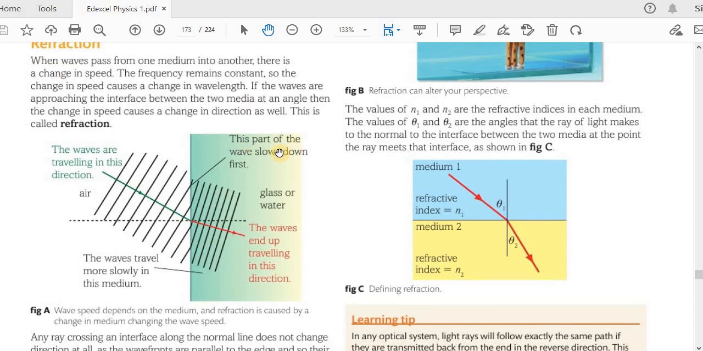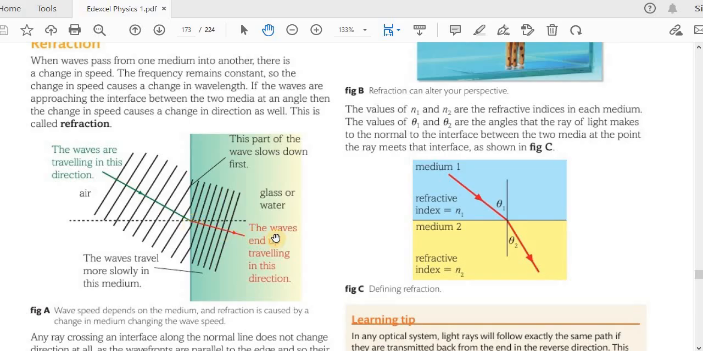This part of the wave slows down first because it strikes here first. The waves travel more slowly in this medium. The waves end up traveling in this direction, glass or water. When there is a decrease in the speed as the waves go from one medium to another, the ray will bend towards the normal. This dashed black line is the normal. You can see the ray bends towards the normal.